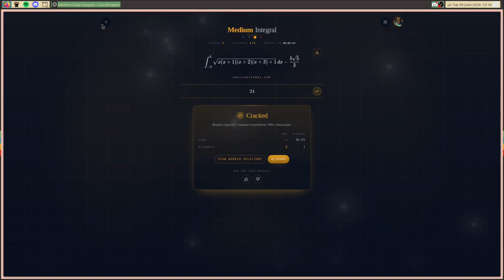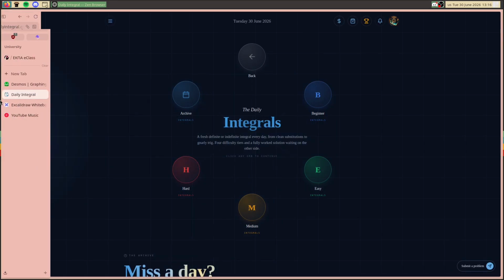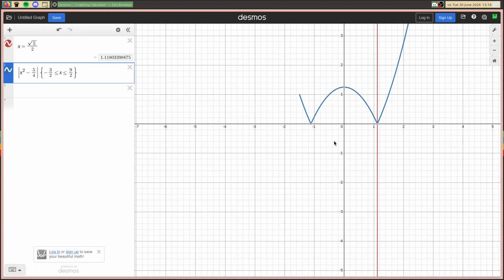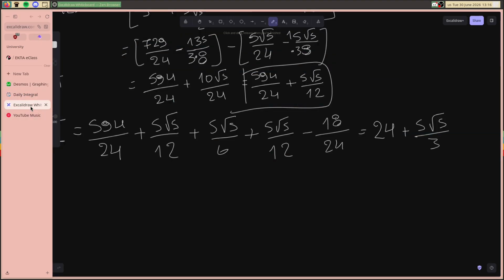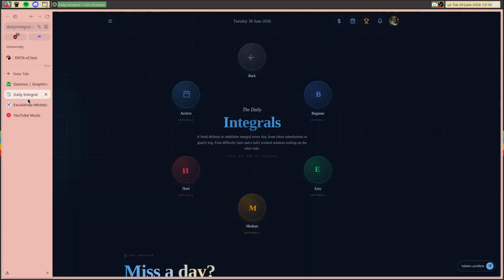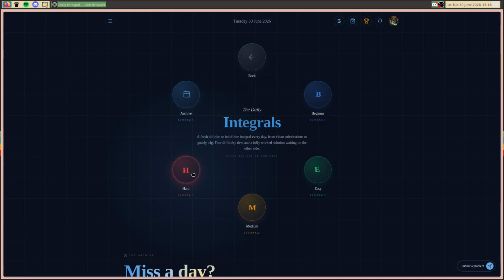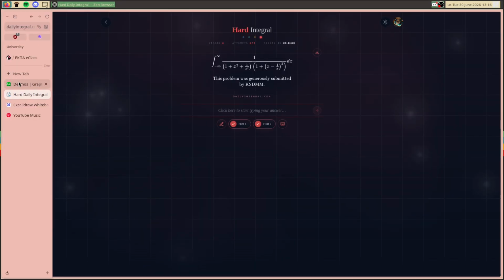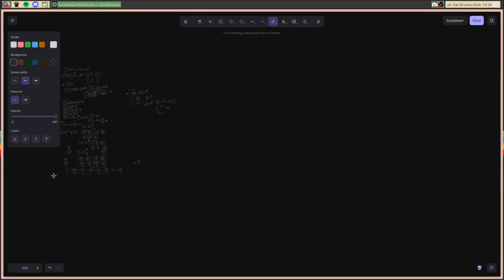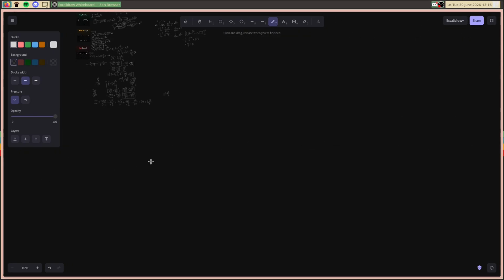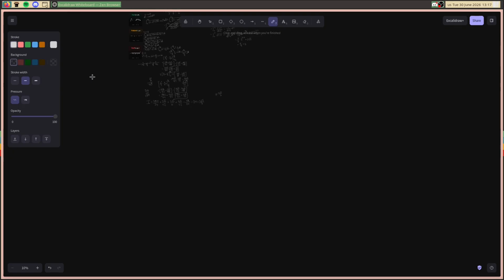Yes. This was an annoying integral to deal with, but it wasn't hard per se. The only hard part was realizing that the function was symmetric around negative 3 over 2. Finally, the hard integral, as usual, I've already taken a look at to make sure that it can be solved within a sensible time limit.